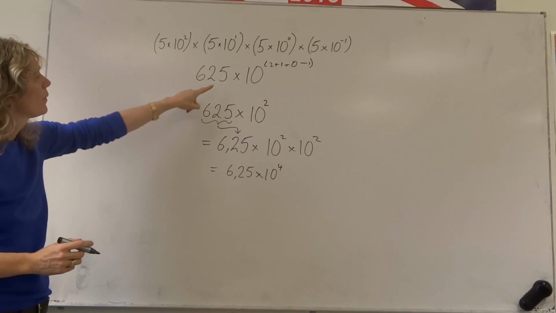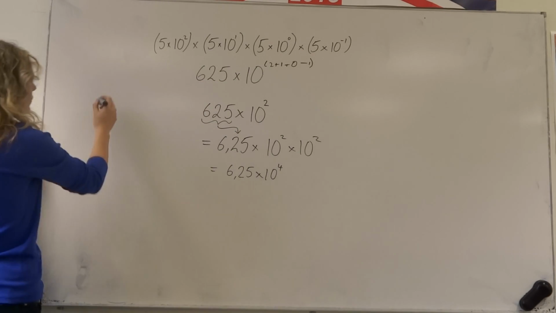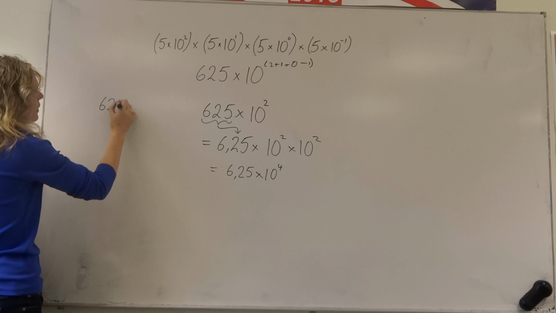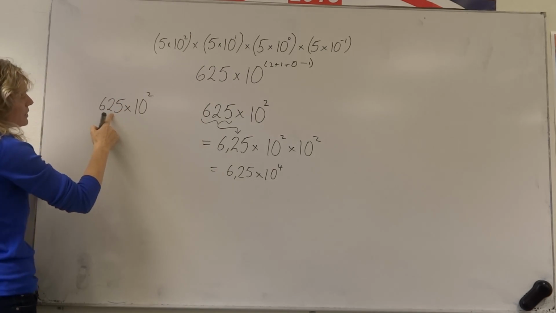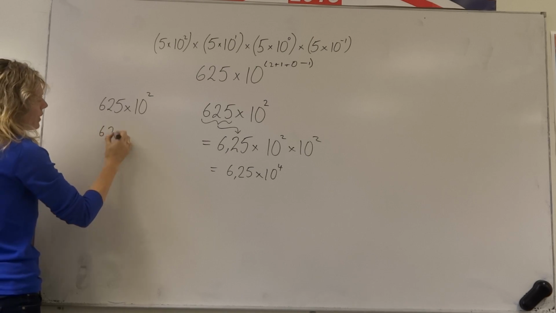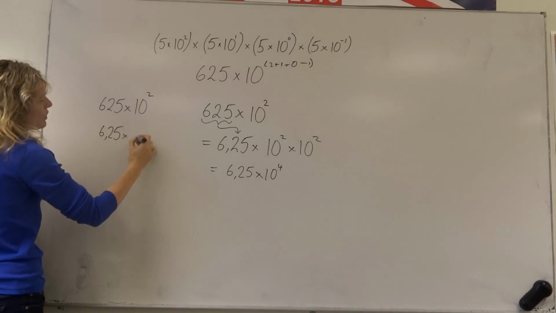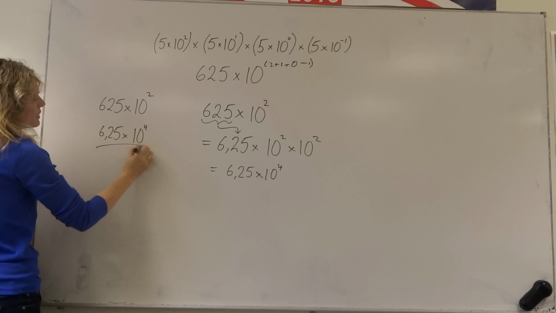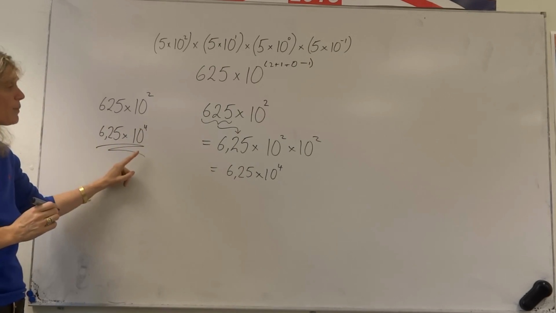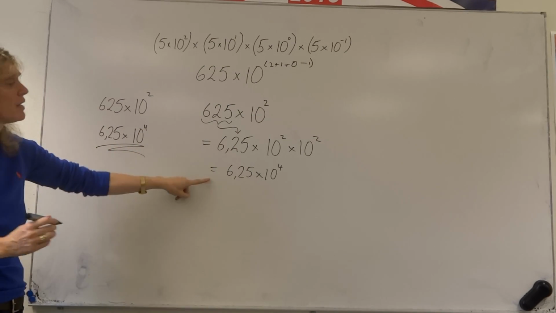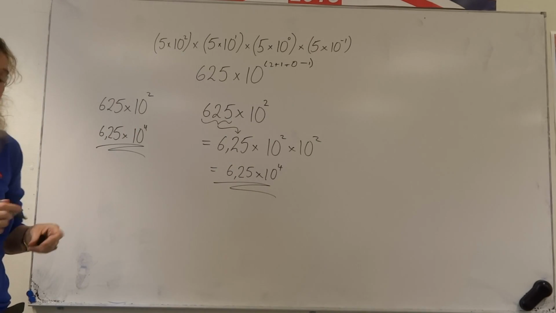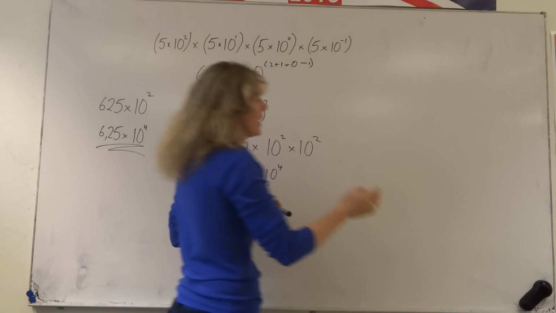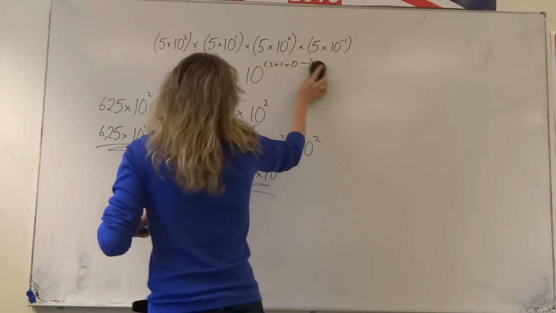Or we can think of an alternative way: we have 625 times 10 to the power 2. We're going to move the decimal point 2 places back, which will increase the power by 2, giving me 6.25 times 10 to the power 4. Both of these methods will give you the correct answer. Now this is nice and easy and you know what to do when it comes to multiplying in scientific notation.